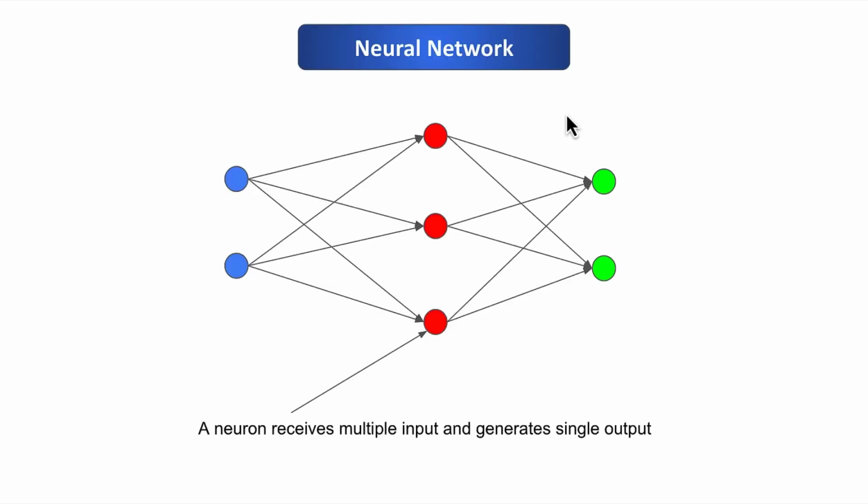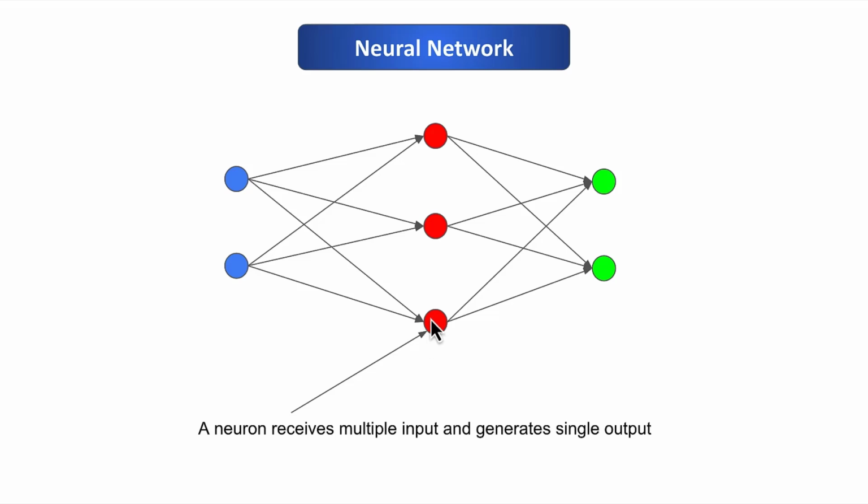You can see this picture on screen, and it is representing a simple structure of a neural network. You can see these circles and these lines joining them. Here each circle is representing a neuron, and a neuron is a basic unit of a neural network, and it can receive one or more inputs, but it will generate a single output value.